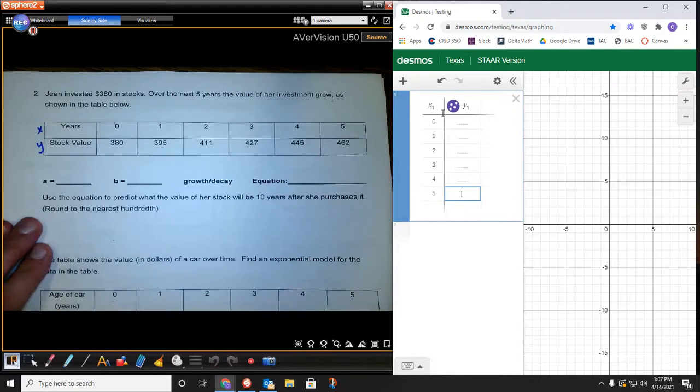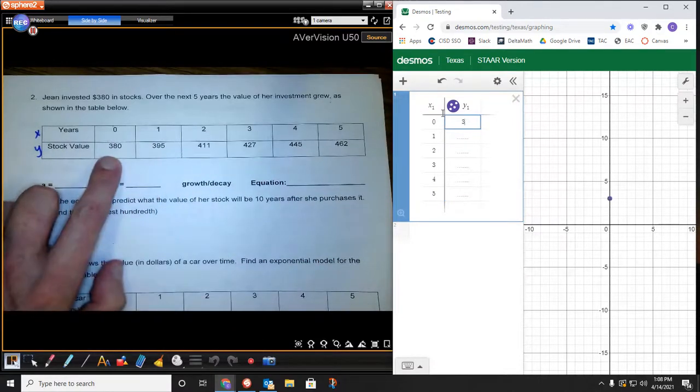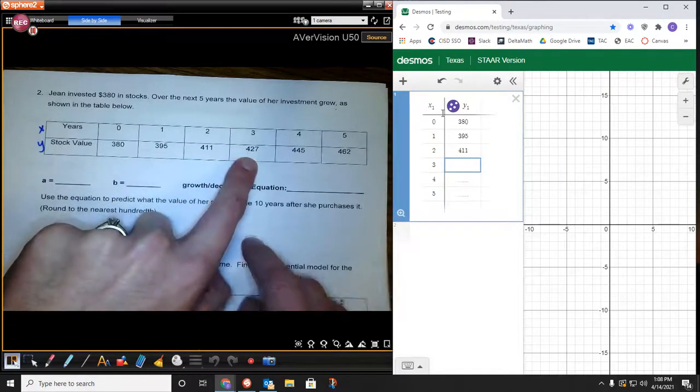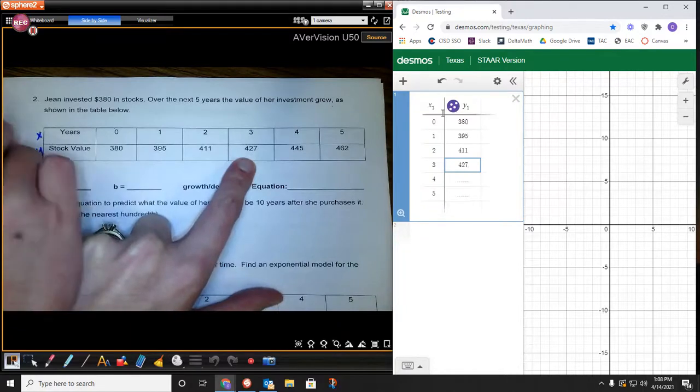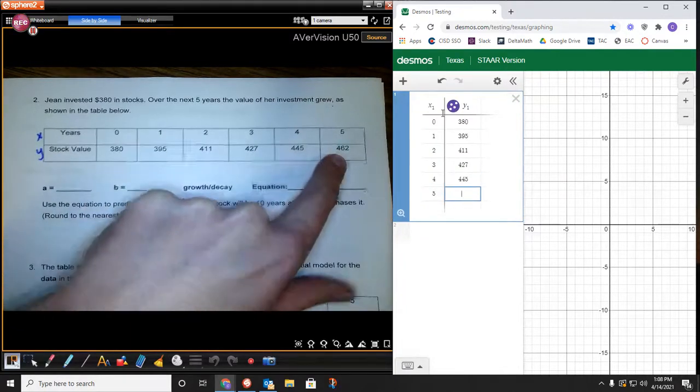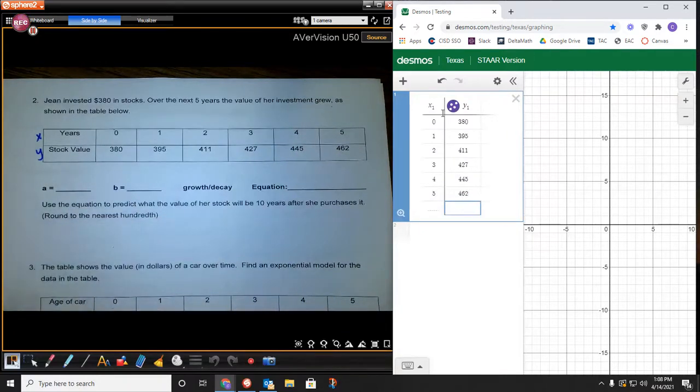And then in my y values, we're going to scroll back up. Then we're going to go here. It's going to be 380. And then it's going to be 395. And then 411. And then 427. 445. And 462. All right.